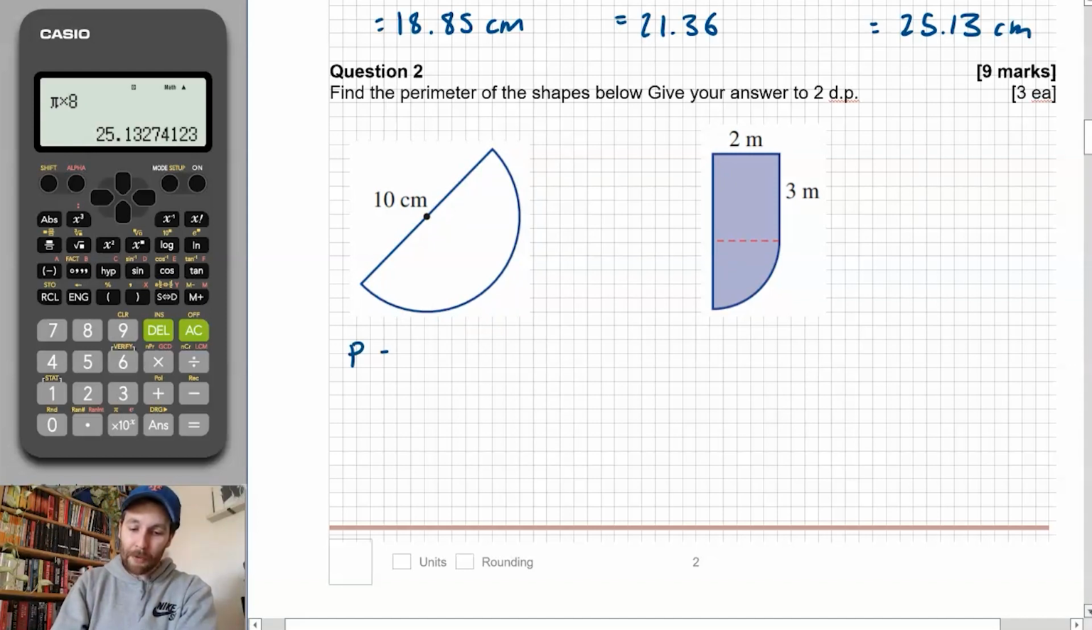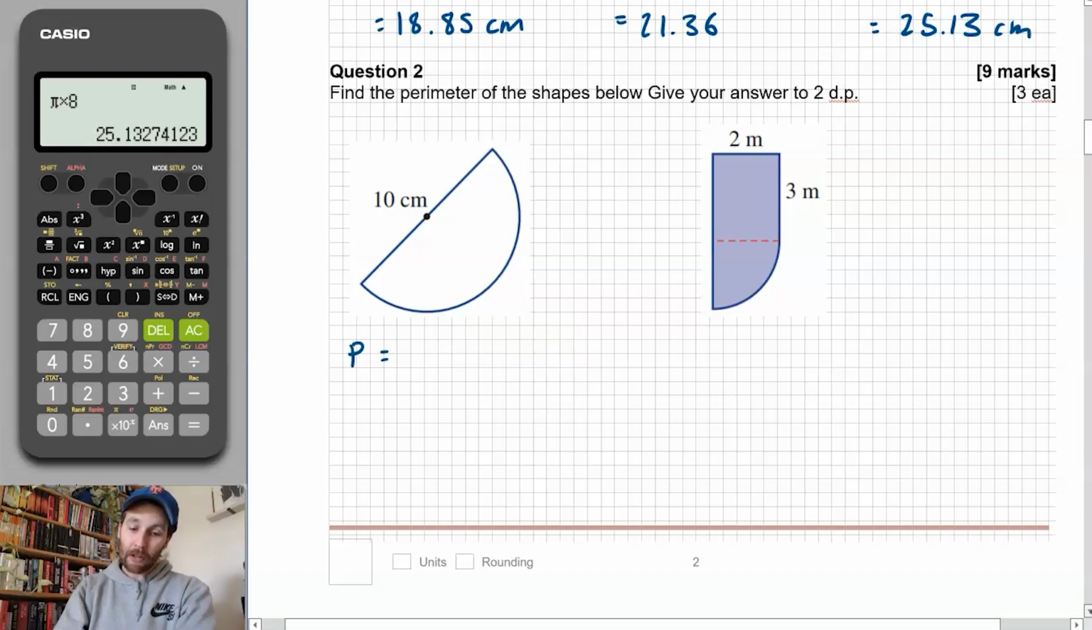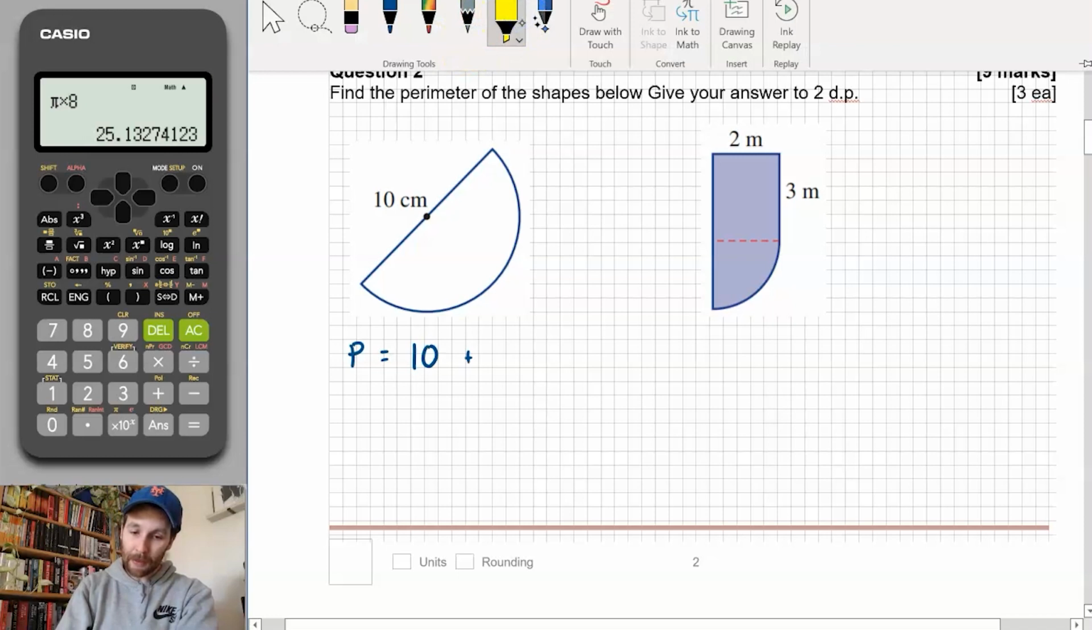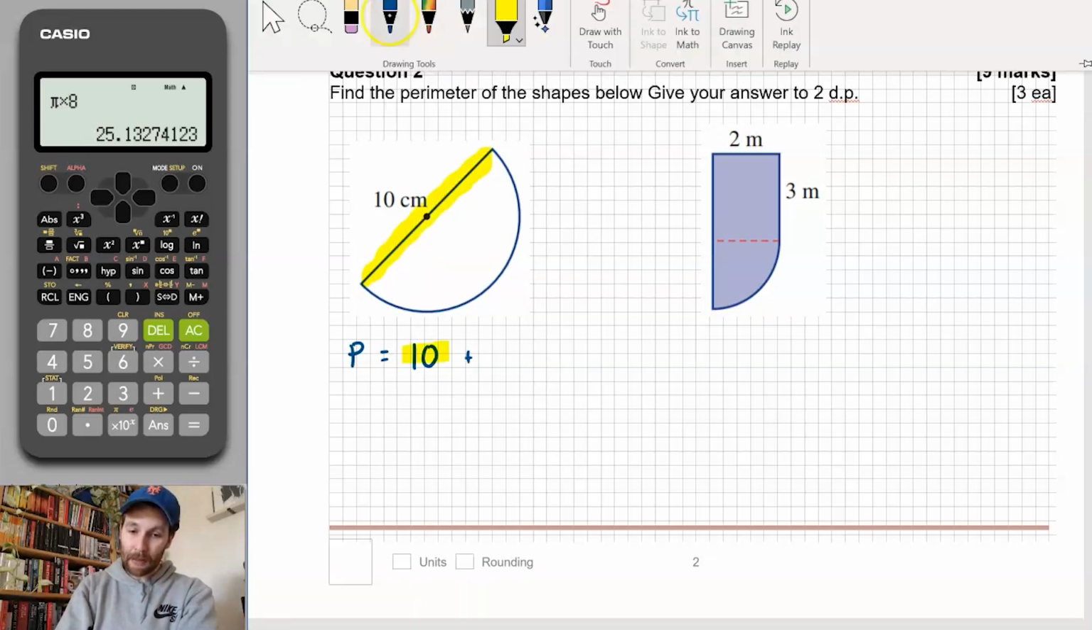Now for the perimeter of this first shape, we've got a straight line that's 10 centimeters long. But then we've also got a curvy bit that we need to add on as well. So we need the lengths of both of those to find the perimeter of the whole shape. Now, for the straight line here, that's nice and easy. That's 10 centimeters. Maybe I'll do a little bit of highlighting to make this a bit nicer. So that length there is going to be given by the measurement in the diagram. So that's hopefully nice and easy.